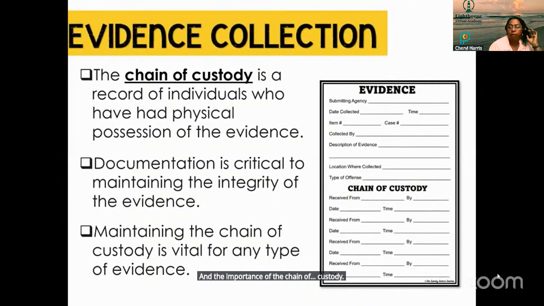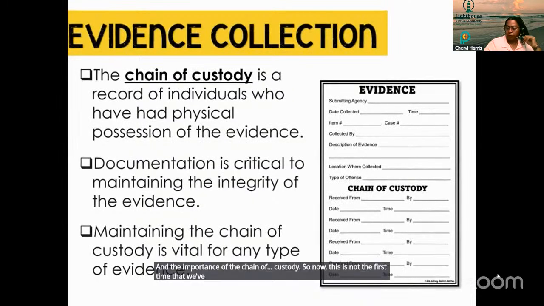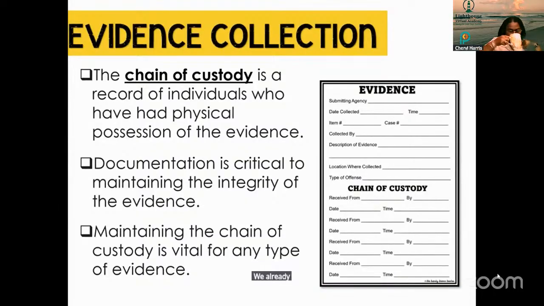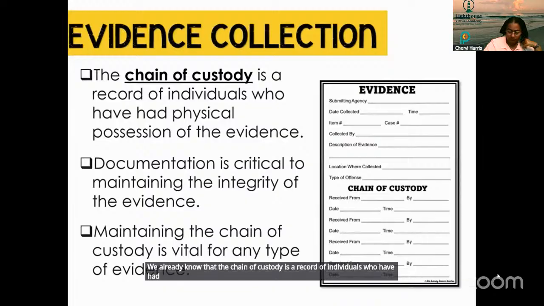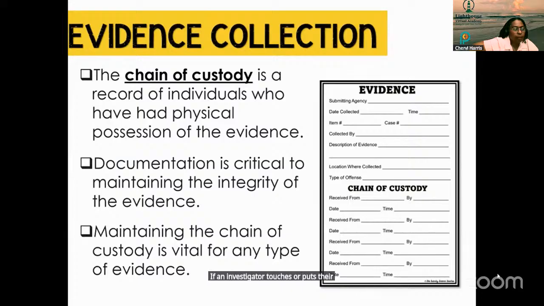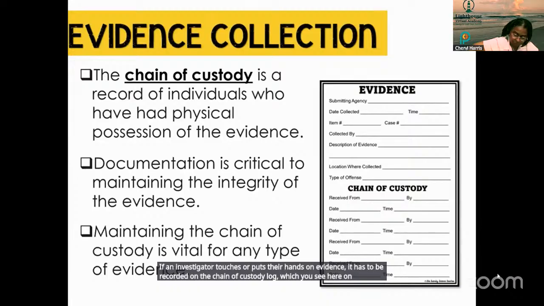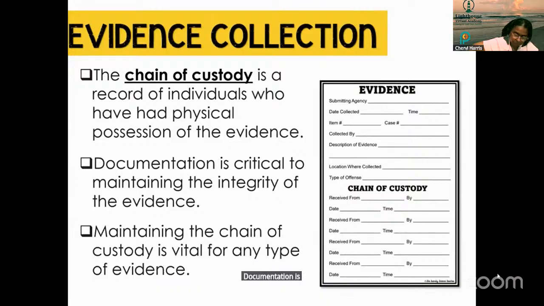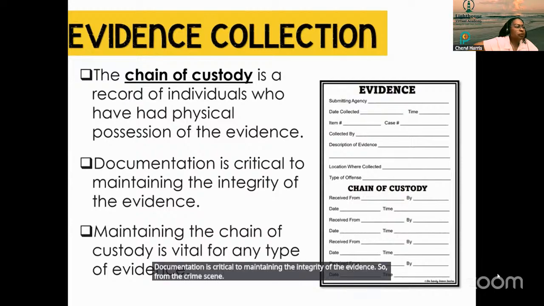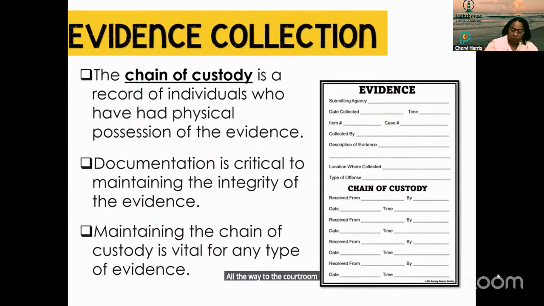Now this is not the first time that we've discussed the chain of custody. We already know that the chain of custody is a record of individuals who have had physical possession of the evidence. If an investigator touches or puts their hands on evidence, it has to be recorded on the chain of custody log, which you see here on the screen. Documentation is critical to maintaining the integrity of the evidence. From the crime scene all the way to the courtroom, we want to do the best job we can as forensic investigators to maintain the integrity of the evidence.